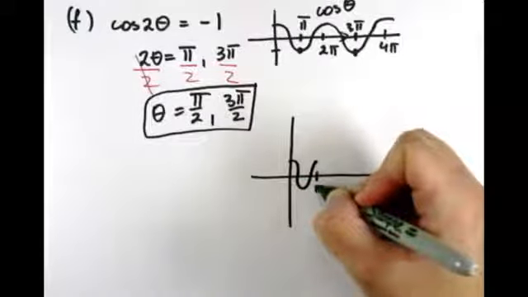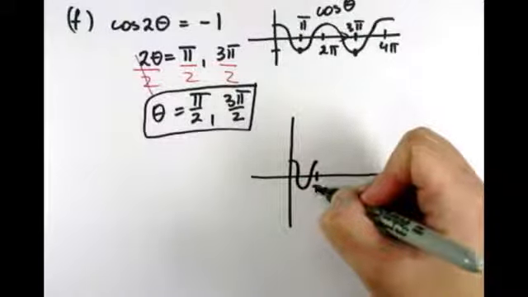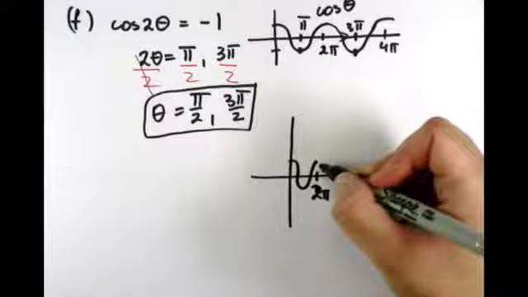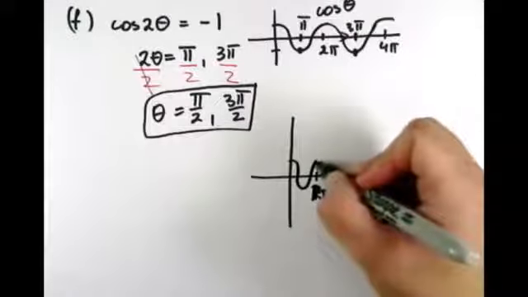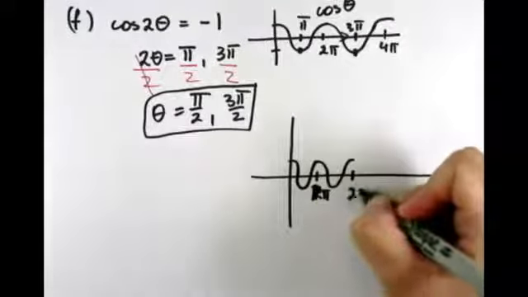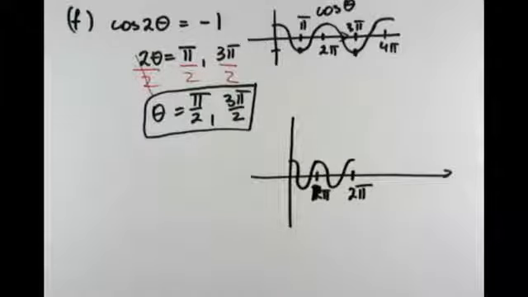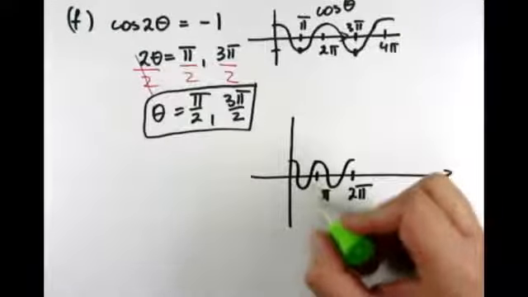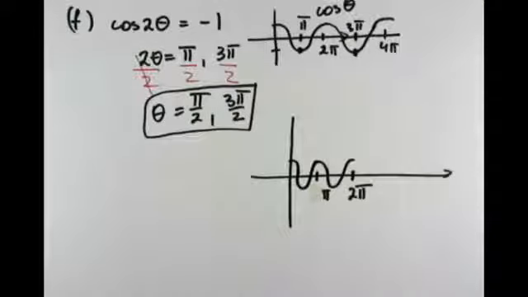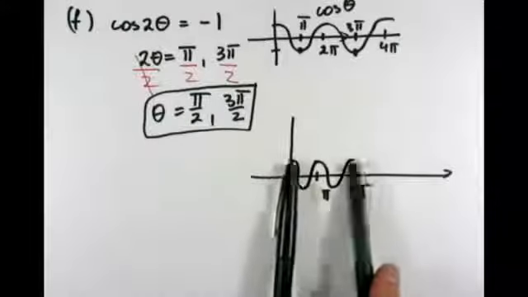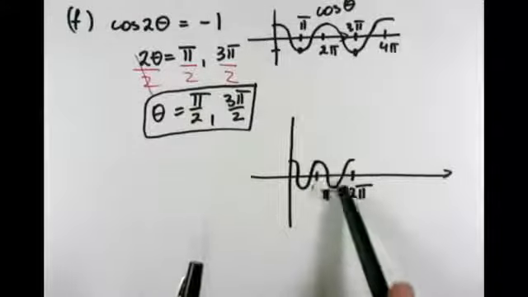This one is my pi, and this one is my 2 pi. I squeeze the cos function twice. So this is just pi at that spot down there. Okay, the function cos theta was squeezed. So I have 2 revolutions in 2 pi.